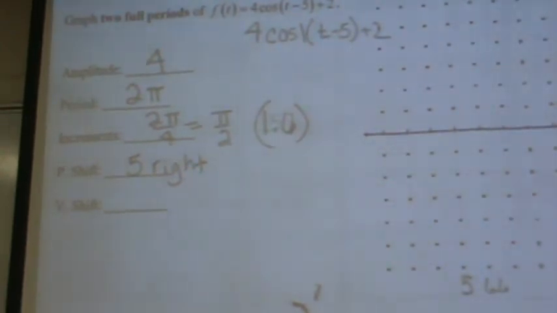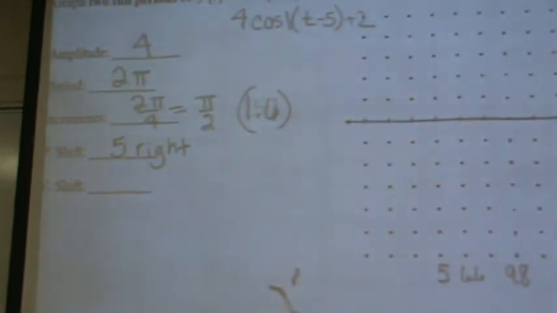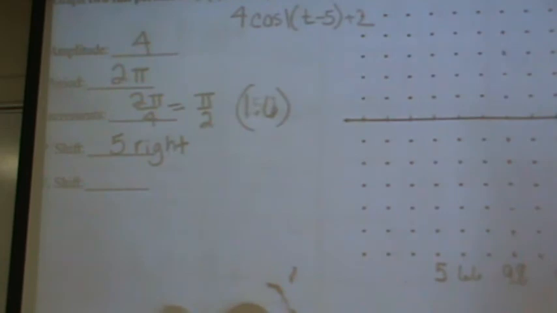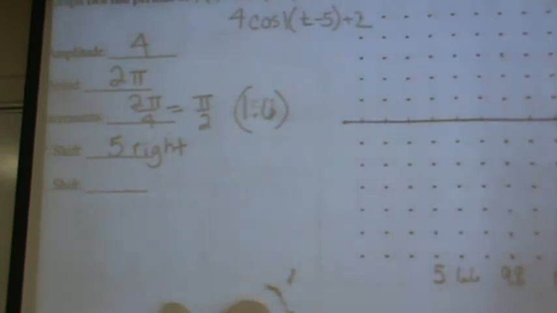Add 1.6. I'm not going to label every one of them. 9.8. Add 1.6, 11.4, add 1.6, 13, add 1.6, 14.6, add 1.6, 16.2, add 1.6, 17.8, add 1.6, 19.4.